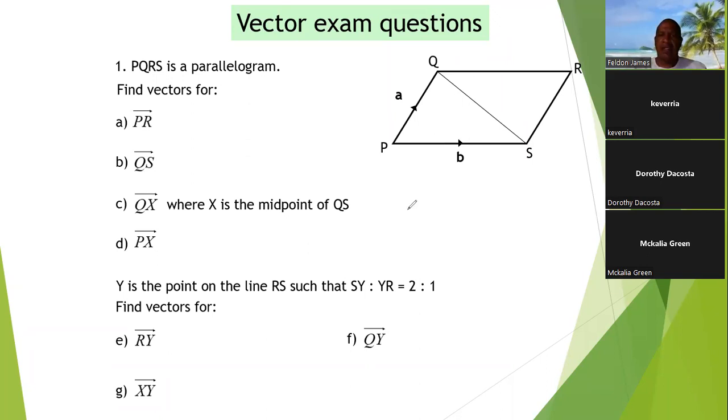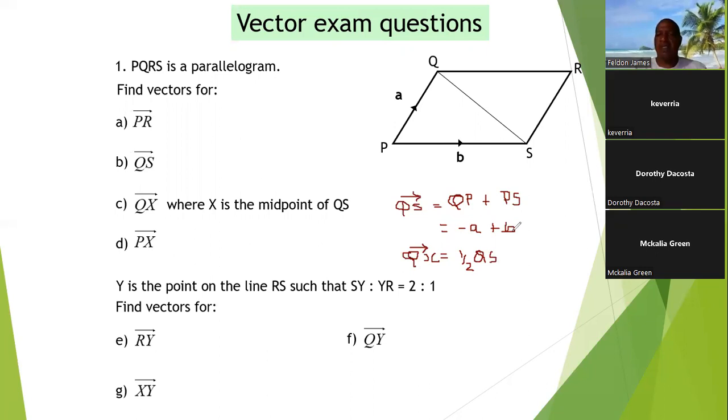So just to quickly write that again. QS equal to QP plus PS, which is just equal to minus A plus B. And we want to find QX, which is equal to half QS.